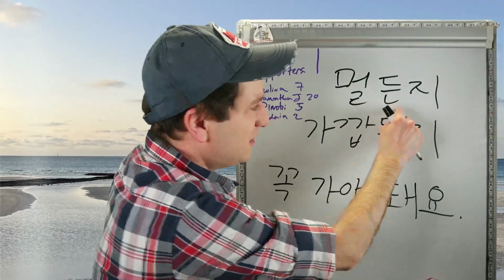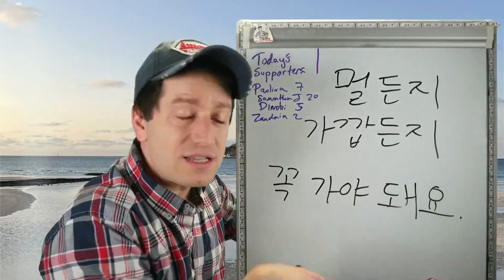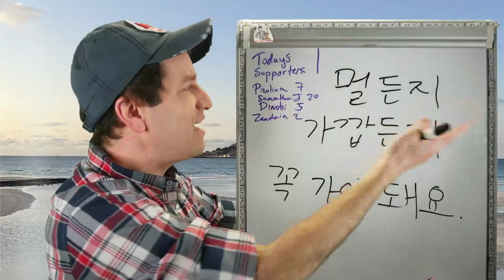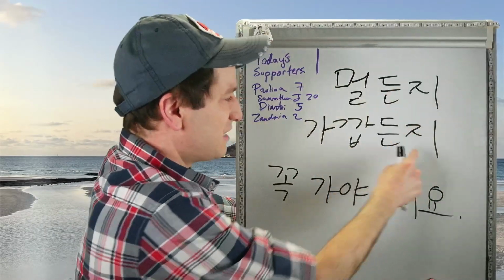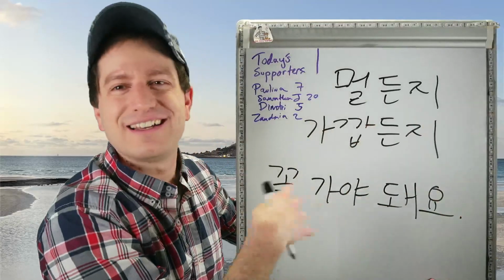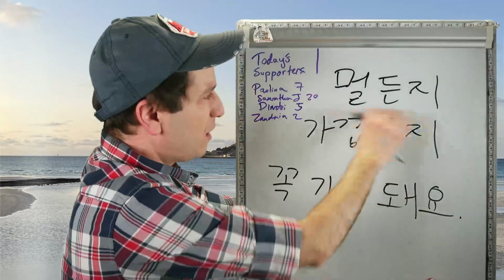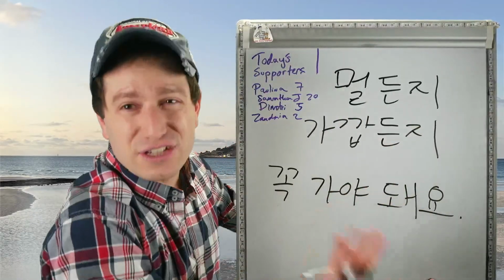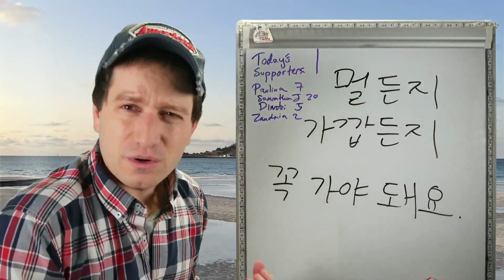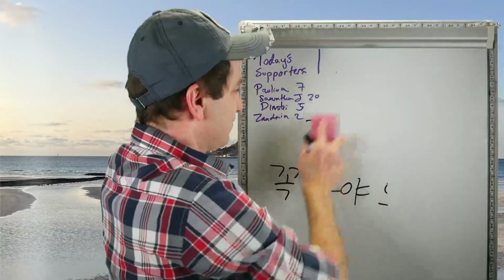We hear 멀든, we know, oh, the sentence has to imply that the speaker doesn't have a preference, that they're thinking it's okay, doesn't matter. It's okay if it's far. 가깝든지. It's okay if it's close. Whether it is close or far, doesn't matter. But the end of the sentence is 꼭 가야 돼요. So whether it's far or close, it doesn't matter. I have to go. 멀든지 가깝든지 꼭 가야 돼요. So I have to go, regardless of whether it's far or close.